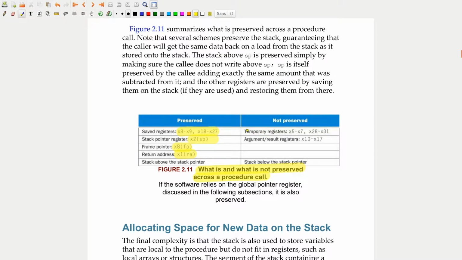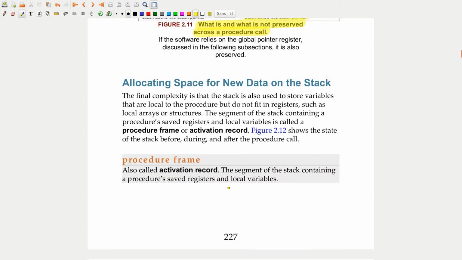So anything that we loaded on the stack must be preserved. What is not preserved are temporary registers. You can think of those as local variables. And then the argument and result registers. So these are also not persistent. And then anything below the stack pointer is not preserved. So I don't know any situation where we would have something below the stack pointer, or some values below.